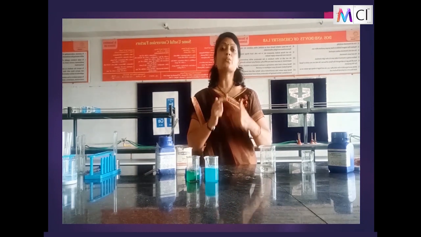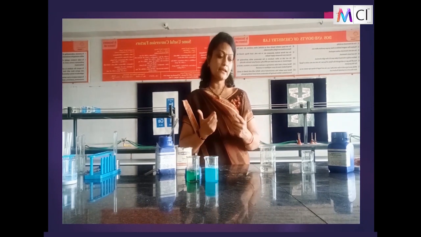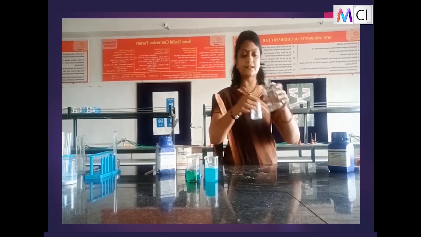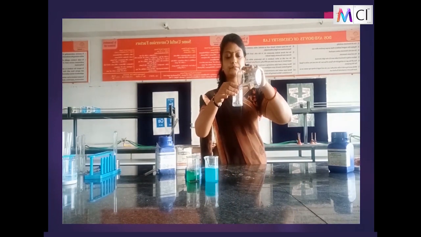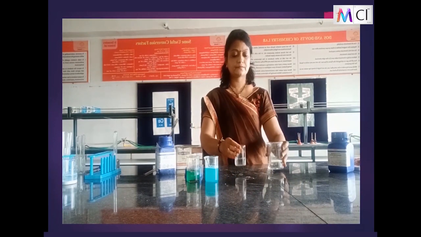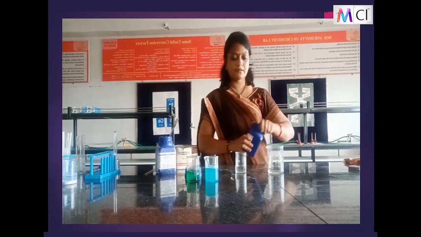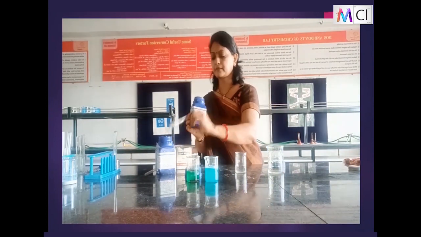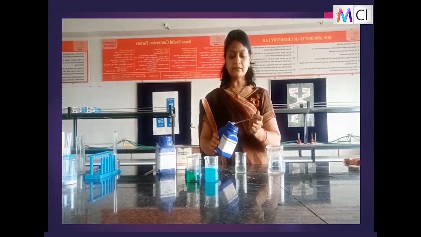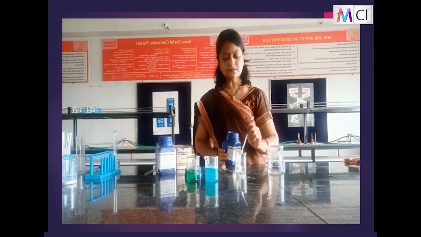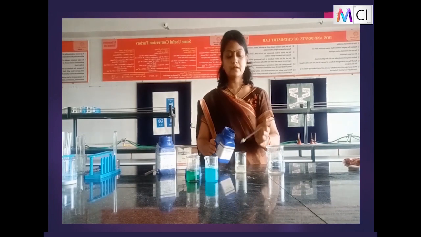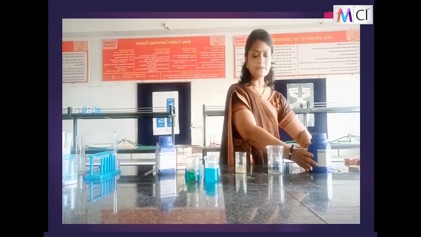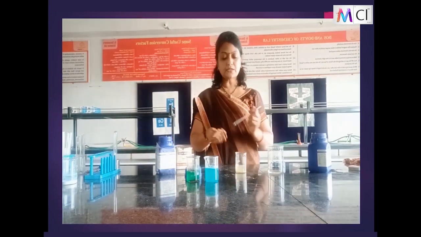Let us do it vice versa and see. That is, let me make a solution of ferrous sulfate. So here I have, children, ferrous sulfate which is green in color. So I'll take a sample of it, ferrous sulfate salt. Here I have taken the salt sample in it and let me mix it with the glass rod.